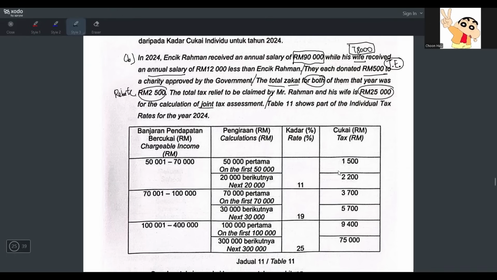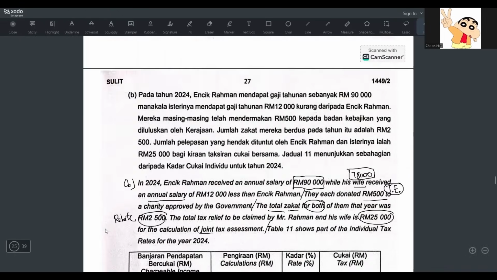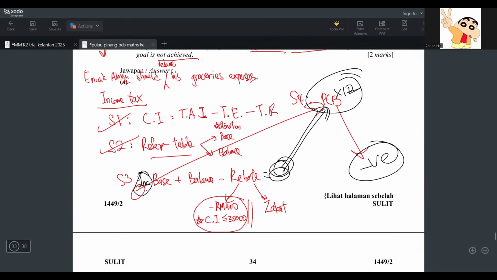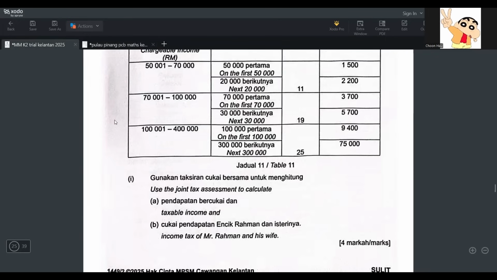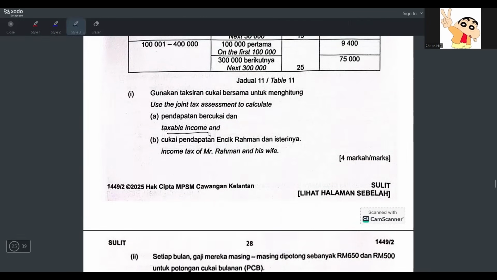Table 11 shows part of the individual tax rate for the year 2024. So this is the tax rate table. And you use this table after you get your chargeable income, on step 2 lah. I told you in my notes. Yeah, in step 2 you have to refer to the table. So this is the table lah. Okay, but it's okay. Let's read down here. Use the joint tax assessment to calculate the taxable income. So, gunakan taksiran cukai bersama untuk menghitung pendapatan cukai.